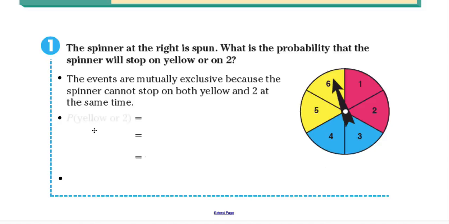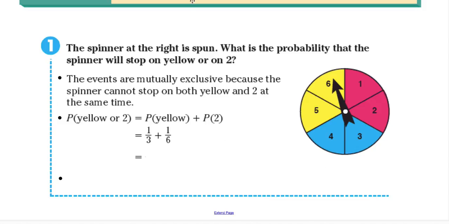So, what do we do? The probability of yellow or a 2 is equal to the probability of getting a yellow plus the probability of getting a 2. The probability of getting a yellow is 1/3 because there are 2 of them out of 6 possible outcomes. Simplest form is 1/3. The probability of 2 is 1/6 because there's 1, 2 out of 6.